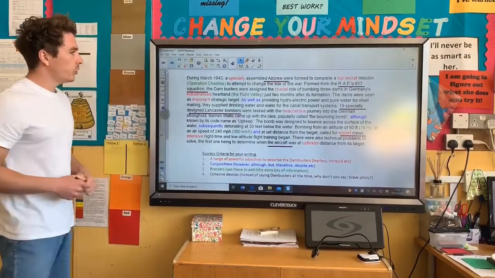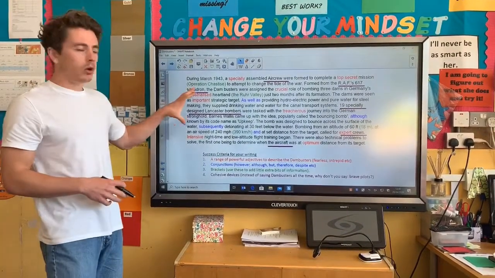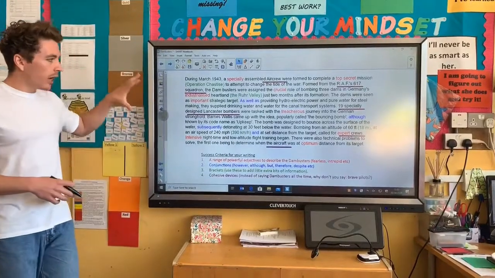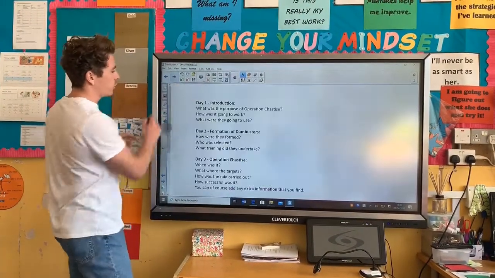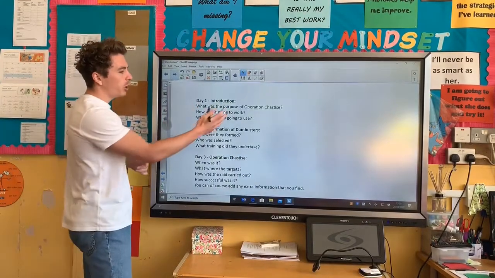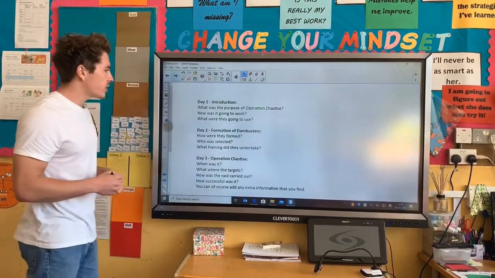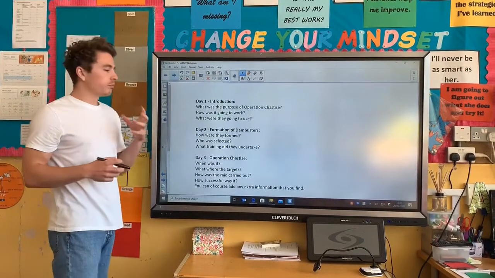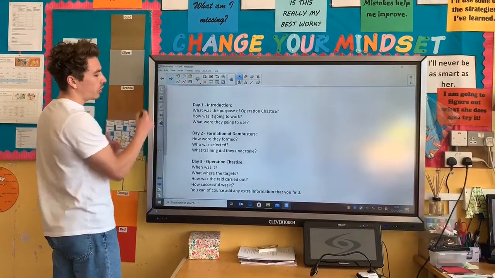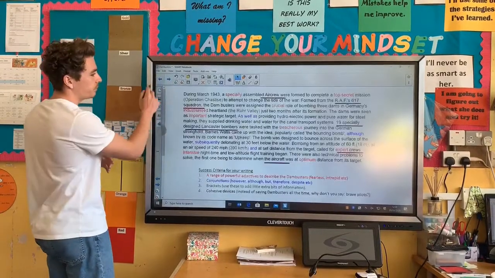Now, moving on to our modelled write. This is an example of our introduction. So, in our introduction, I'll just quickly have a look. We want to know what the purpose was straight away of Operation Chastise, how was it going to work, and what were they going to use. So just some brief background information. We don't want to give everything away in our introduction.